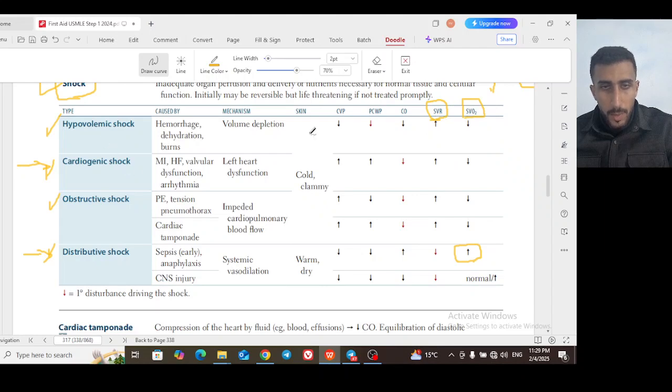For the systemic vascular resistance, you don't have to memorize anything, just understand the mechanism. In hypovolemic shock, there is no volume inside your body, so the vessels are going to constrict, and the systemic vascular resistance is increased. Also in cardiogenic shock, the cardiac output decreases and the vessels are going to constrict. Obstructive shock is also the same. So all of these will have increased systemic vascular resistance except distributive shock. Neurogenic shock involves vasodilation, and septic shock and anaphylaxis all involve vasodilation.